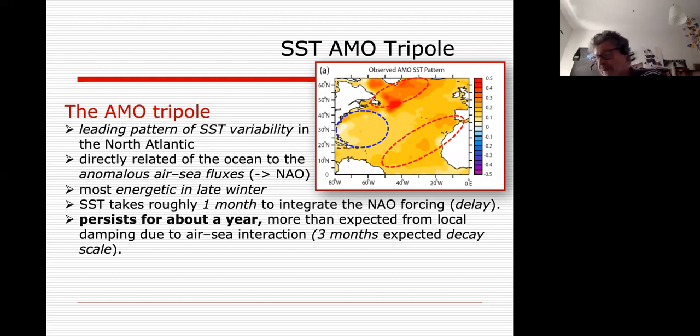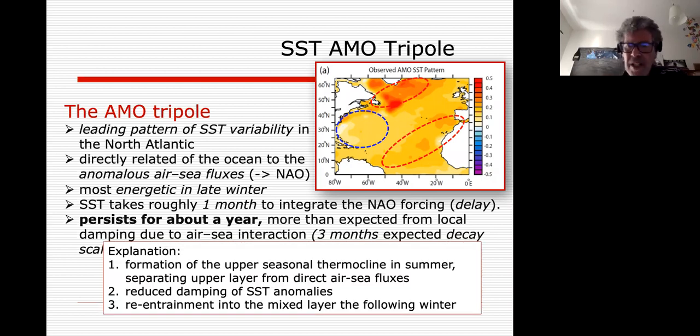It takes about 1 month before the changed NAO signal is transferred to the ocean. And this pattern has a lifetime which is about 1 year. So it's much longer than expected from local damping by the air-sea interaction. And this is quite a peculiar phase. Why did this happen?